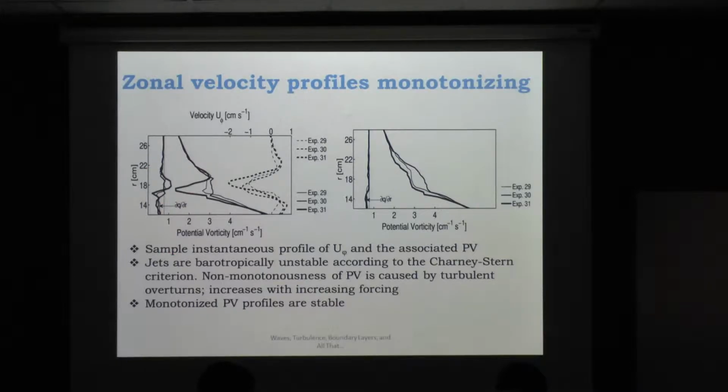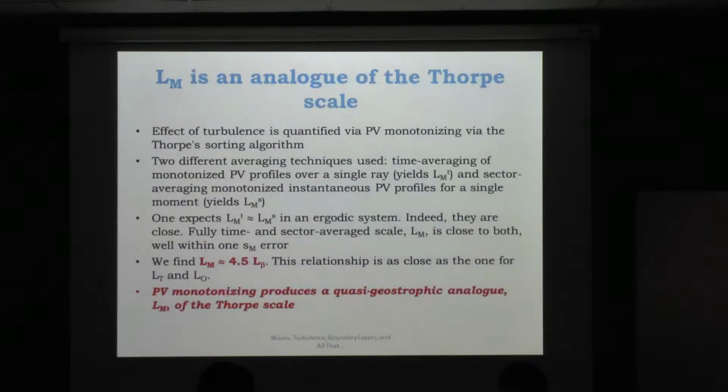We need to look into variation with time. And what we found is that we can compute this scale LM by monotonizing the potential vorticity profile. And we can have different ways to do it. We can average in time, we can average in space.